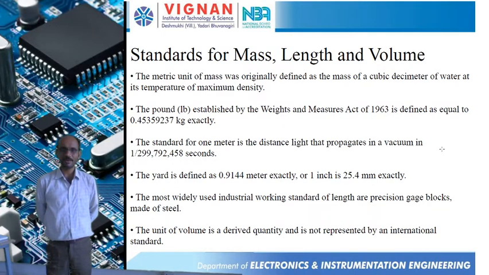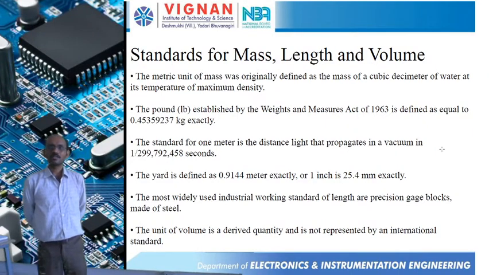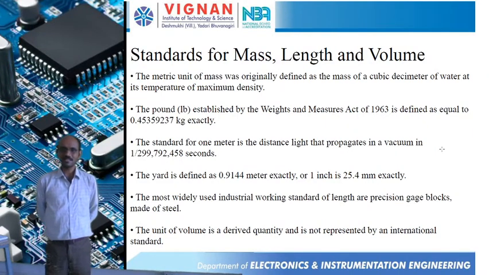The standard for 1 meter is the distance that light travels in a vacuum in 1 by 299,792,458 seconds. So we can define the meter as follows: in a vacuum, when light propagates for a fraction 1 by 299,792,458 of a second, the distance travelled by the light is taken as the meter.